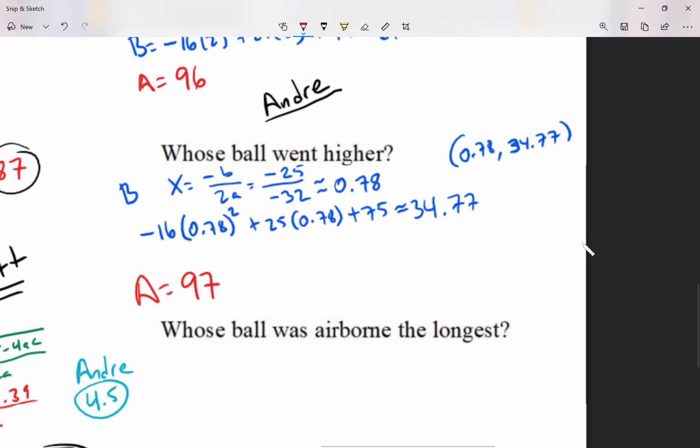So whose ball went higher? I know Brett's ball went 34.77 feet high. Andre's ball went 97 feet high. Oh, well, it's Andre then, right? That's the one that went the highest because 97 is more than 34.77. So in this case, I choose Andre.